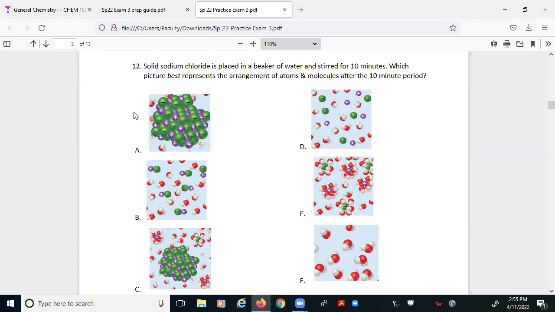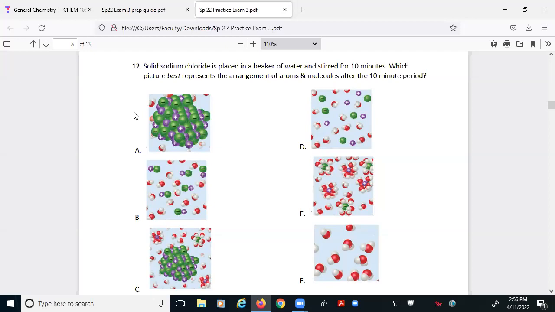Now, letter C would be closer to accurate if instead of stirring it for 10 minutes, we had let it just sit for that 10 minutes of time. We would see that slowly the water would start picking off some of those ions and separating them out. So what it really comes down to is, again, what happens to those ions once they're put into the solution?